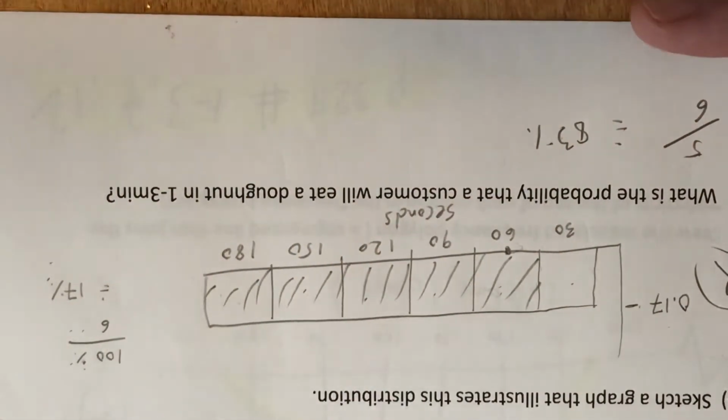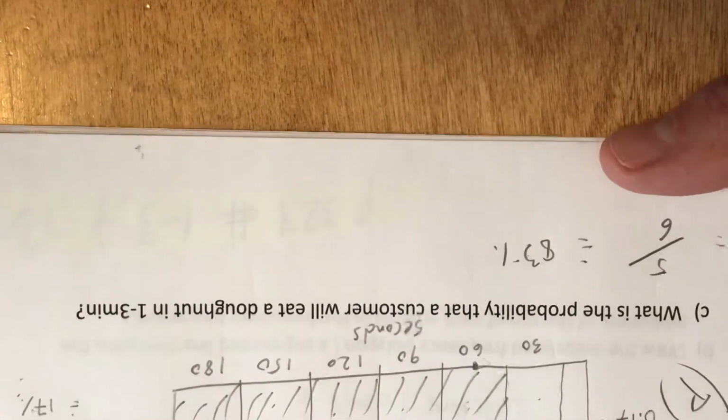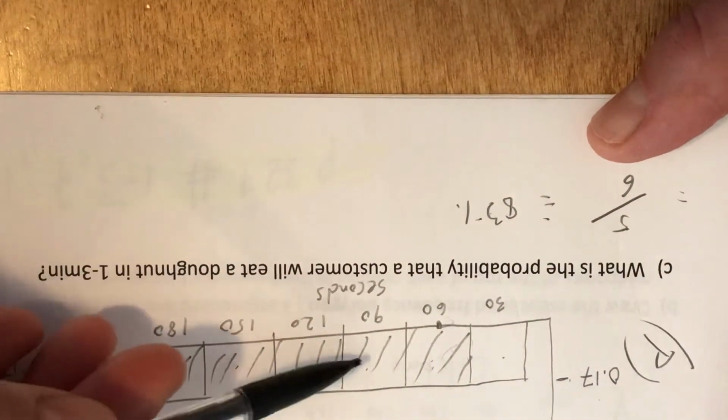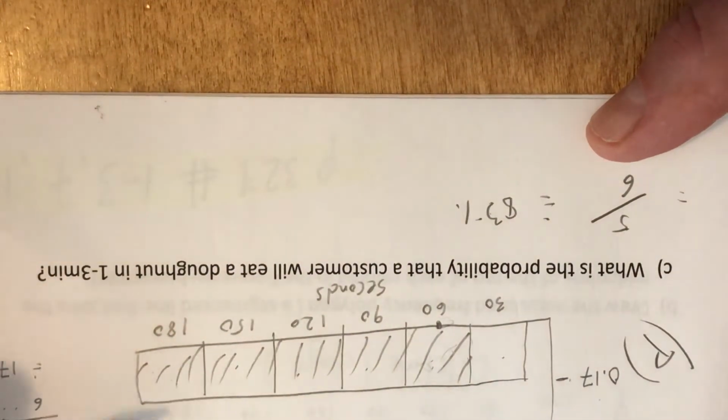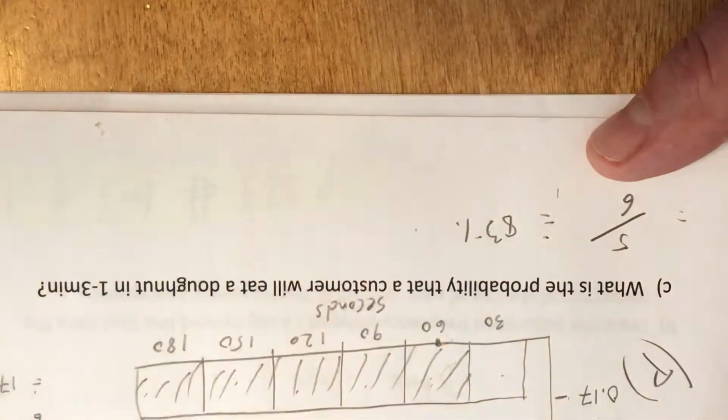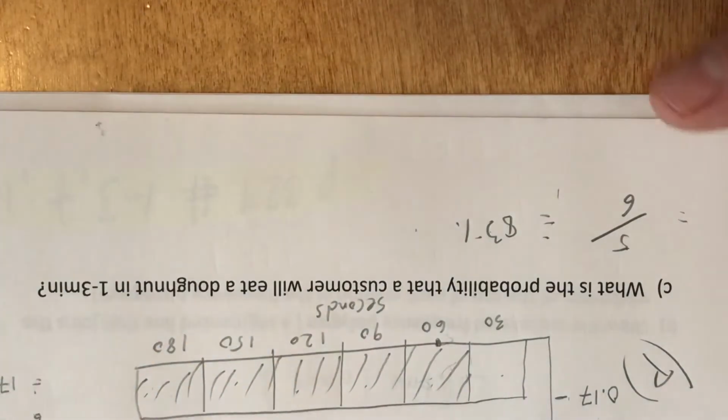Because there are 6 boxes, I take the 100%, divide by 6, and I get 17%, which I just represent as 0.17 as the probability. Okay, so what is the probability that the customer will eat a donut within 1 to 3 minutes? If I shade in those 1 minute, a minute and a half, 2, 2.5, 3 minutes, 5 out of the 6 boxes are shaded, which gives you a probability of 83%. Okay, so that's how that one works.